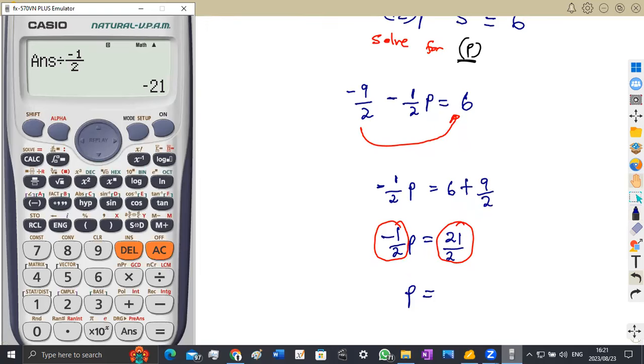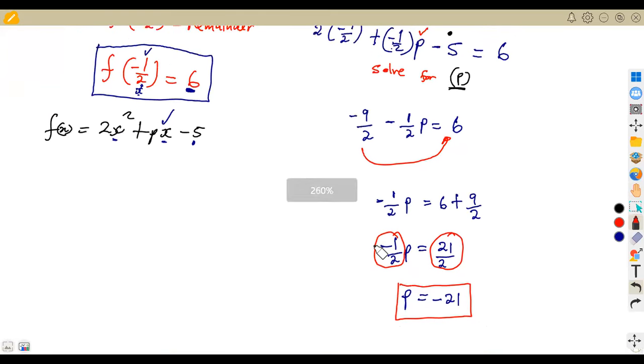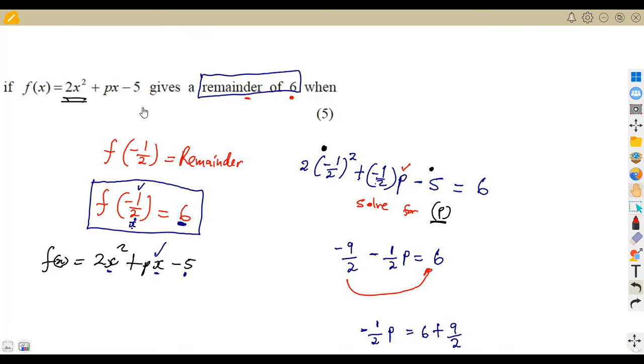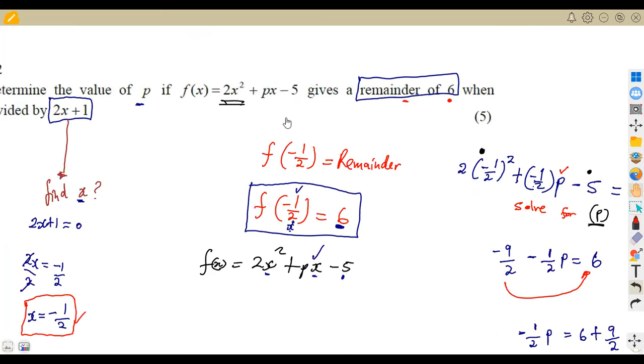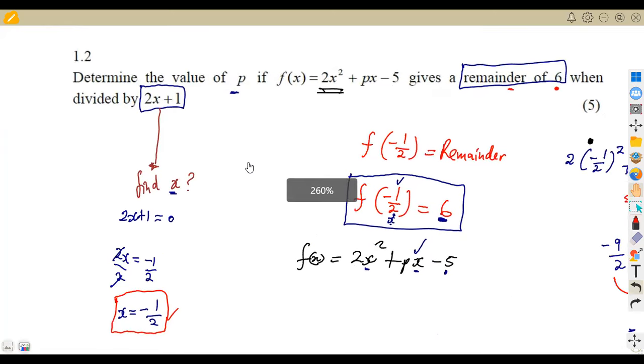So meaning to say, our p is equal to negative 21. So this is the value of p that we can substitute into our cubic expression. And if we divide by this factor that we are given, which is 2x plus 1, we must get a remainder of 6. Are we together here? Yeah.